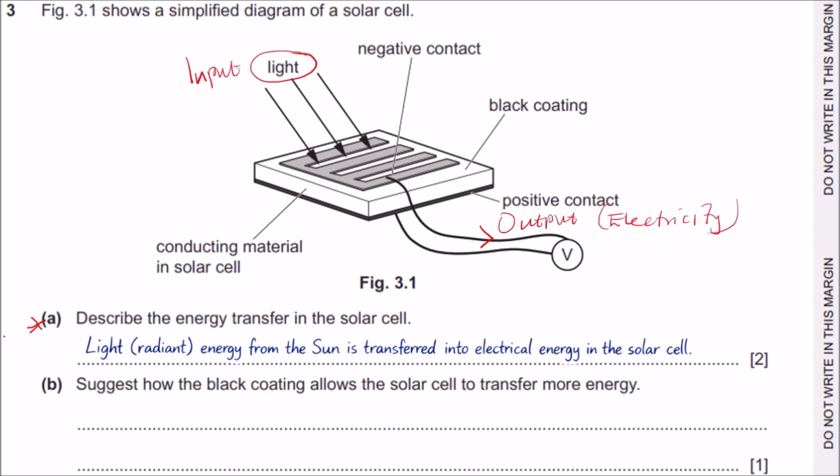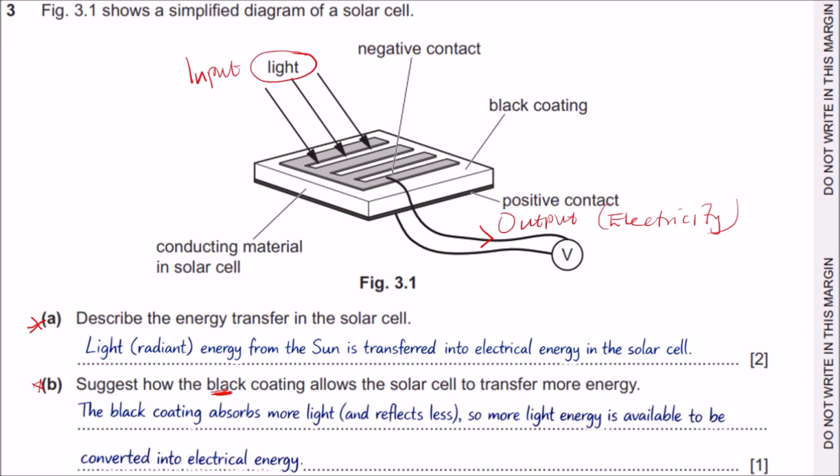Part B of the same question asks you to suggest how a black coating allows the solar cell to transfer more energy. Now, the interesting thing is you should know the properties of black color in terms of energy absorption and reflection. Black is a good absorber because it reflects less energy. So the ideal answer should be the black coating absorbs more light and reflects less. So more light energy is available to be converted to electrical energy.